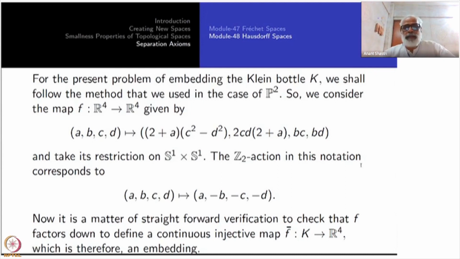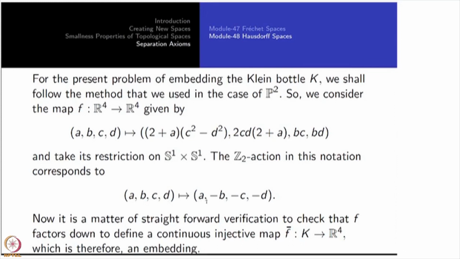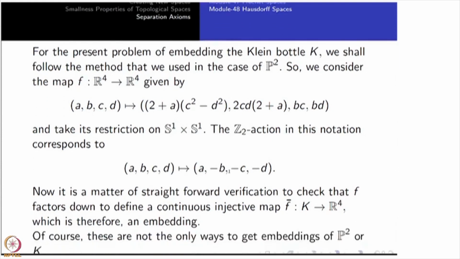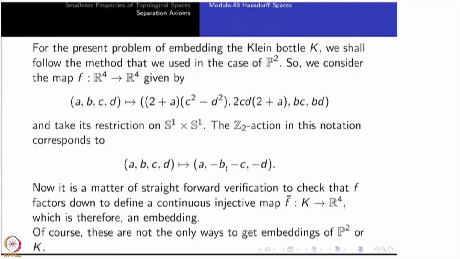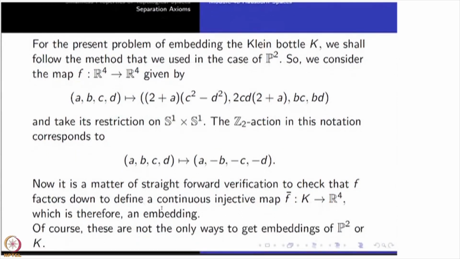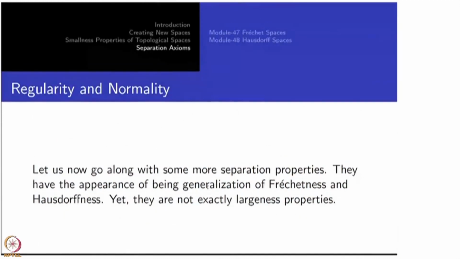The Z2 action in this notation corresponds to (a, b, c, d): (a, b) gets (a, minus b), its inverse, and (c, d) goes to (minus c, minus d). So it is negative. Now it is a matter of straightforward verification to check that F factors down to define a continuous injective map F bar from K to R4, which is just by a similar argument an embedding.